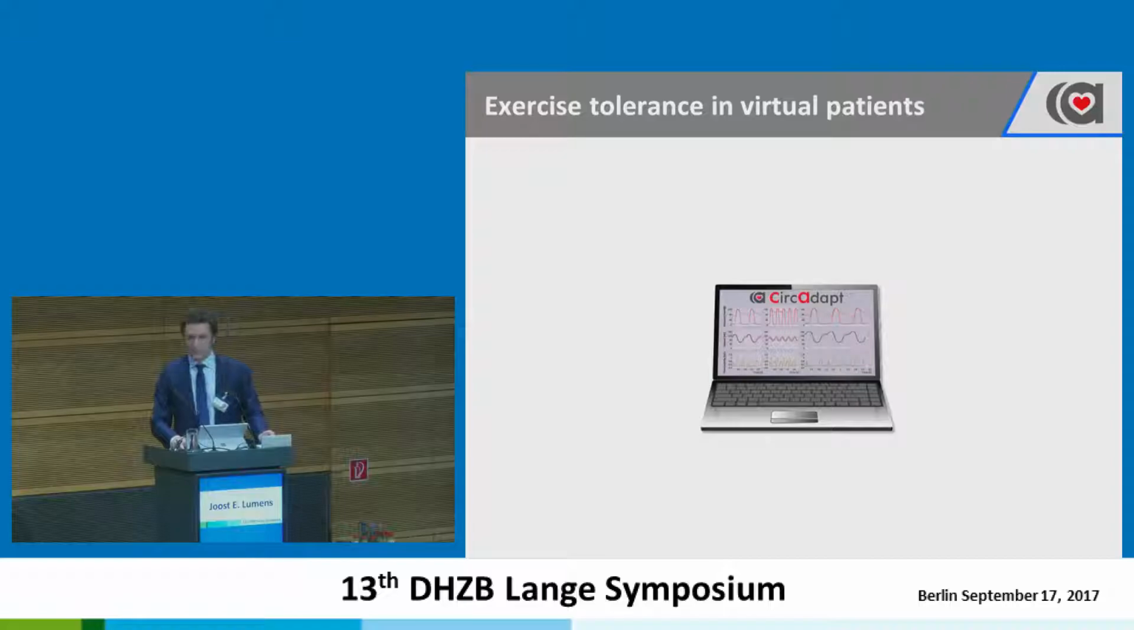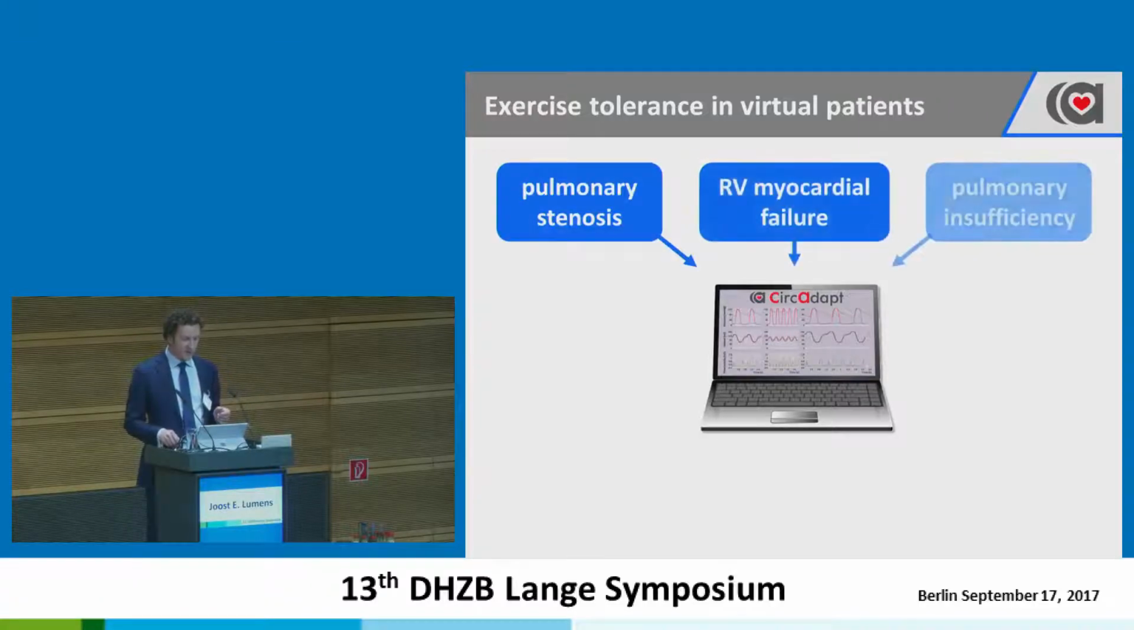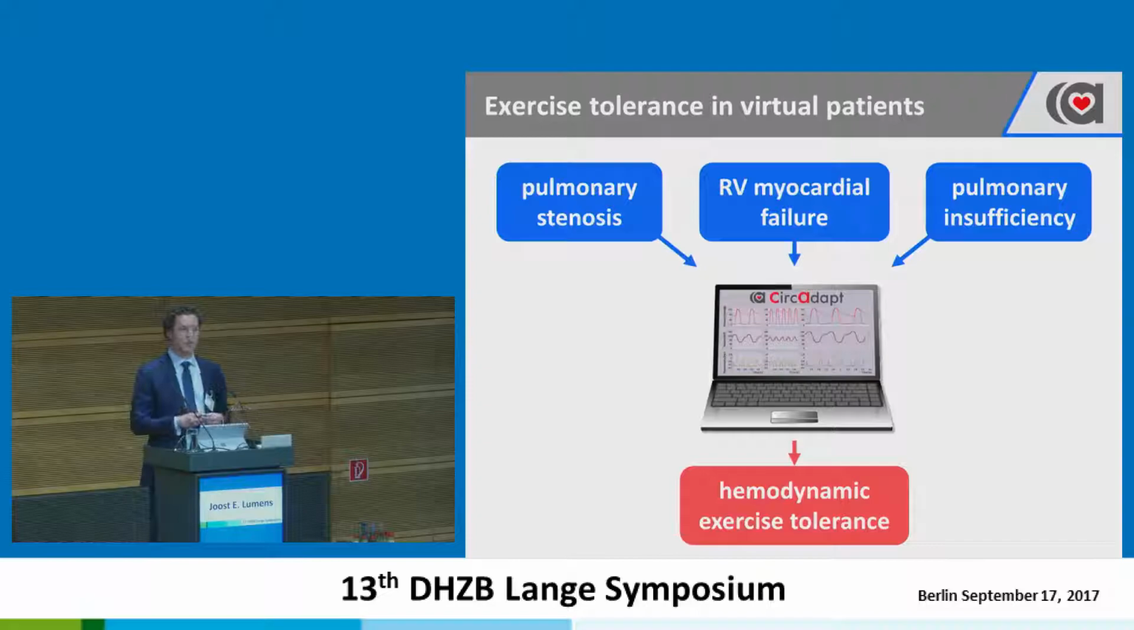So I think I'm already taking too much time, isn't it? So I was thinking, to end this presentation, what happens if we combine all this and we start to simulate pulmonary stenosis, pulmonary insufficiency, because that's a possibility in our model, and RV myocardial failure, and we run this exercise protocol and see what happens to, for example, central venous pressure, which I guess is an important marker of symptoms.